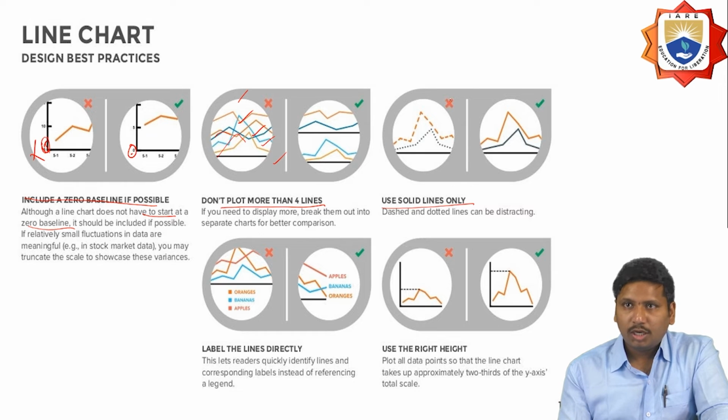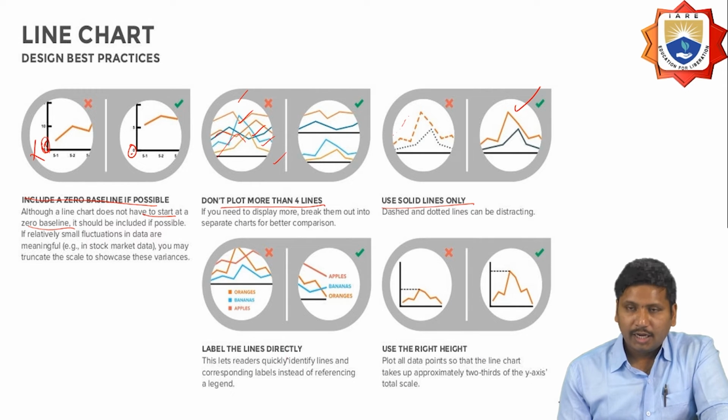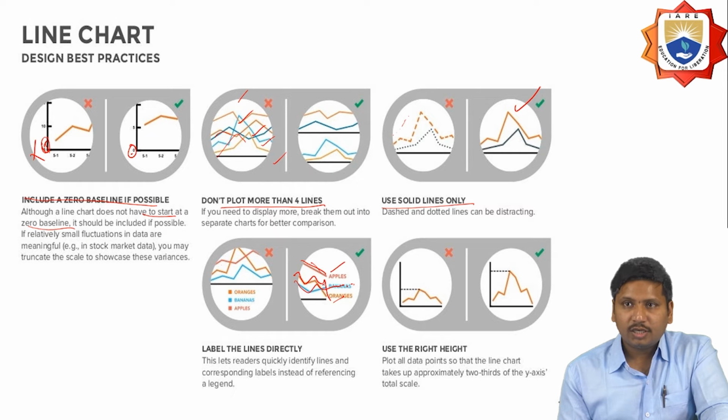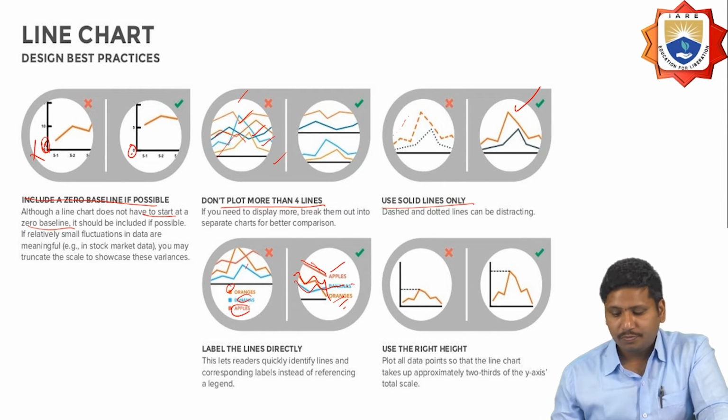Use solid lines only. If I'm going to draw the line chart, you have to follow solid lines all the time. It should not follow dotted lines or different types of dotted lines. And then label the lines directly. If I draw one line, what is this line meant for? Apples. And this line? Oranges. And this line? Bananas. If I mention that, it is clear what each line is meant for. If I draw it like this, with yellow for orange, blue for bananas, and red for apple, you will be unable to visualize or predict what each line is meant for.